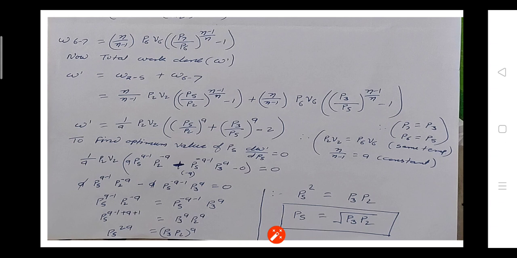The power a is the same, so you can cancel it, that means P5 square equal to P3 P2, which means P5 is equal to the square root of P3 P2. That is the intermediate pressure. The intermediate pressure is nothing but the square root of the evaporating pressure and the condenser pressure, because P3 is the condenser pressure and P2 is the evaporator pressure.